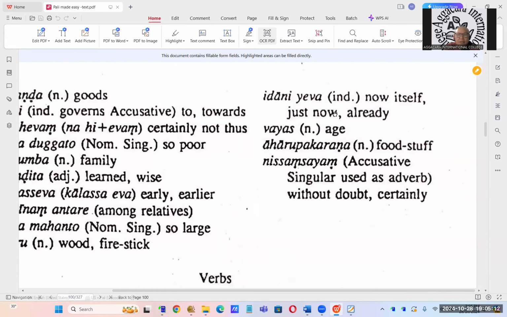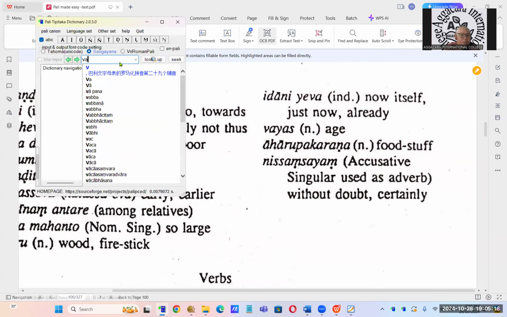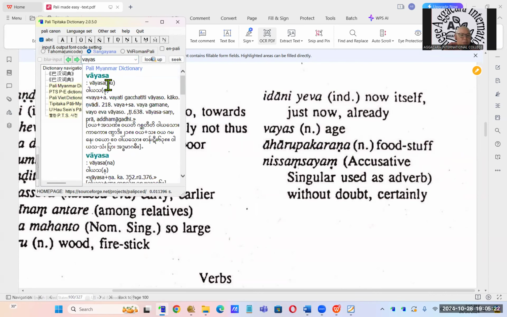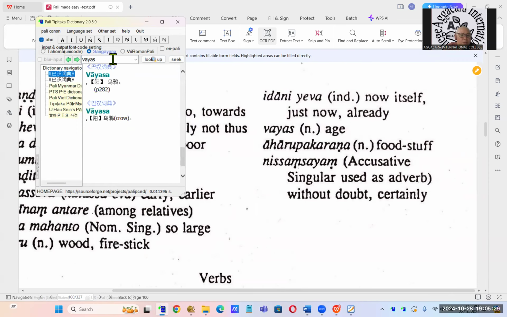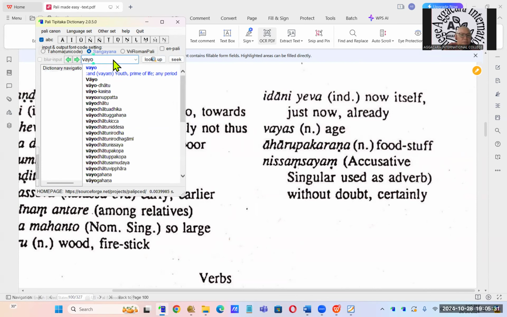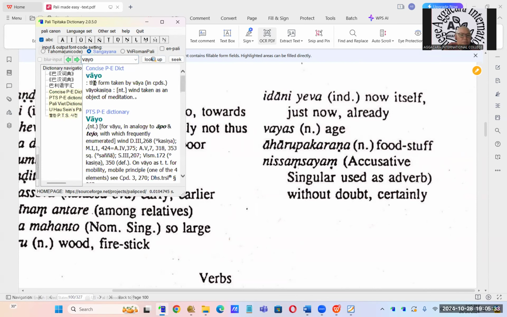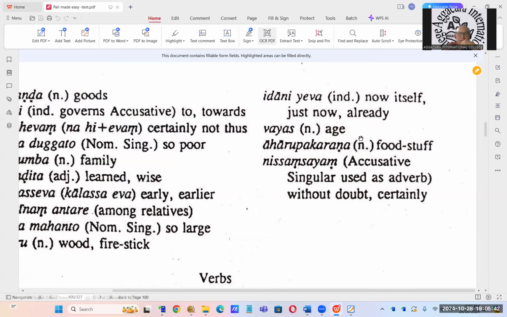Idani yewa, now itself, okay? Wayas. It should be long A here, I think. There are two forms here. Wayas. Not this one. Wayo, okay. Wayo is wind. This is long A. Okay, yeah, correct. No, no long A. Wayas is H.